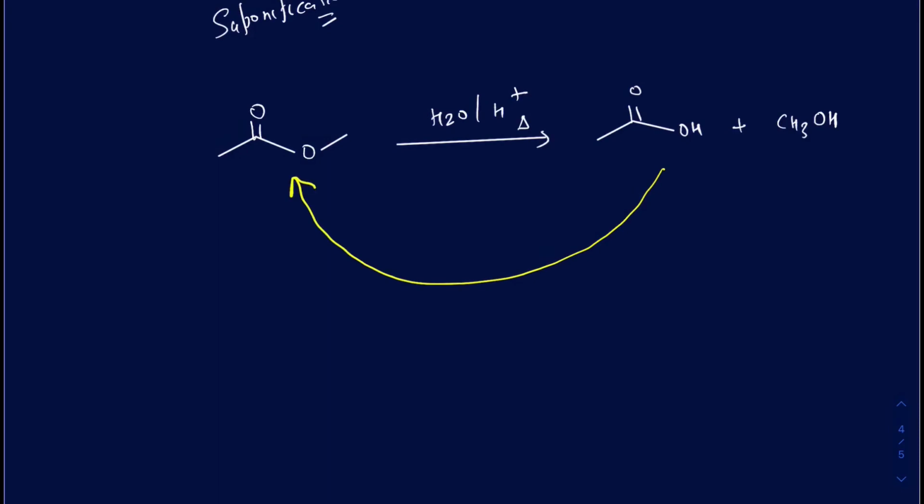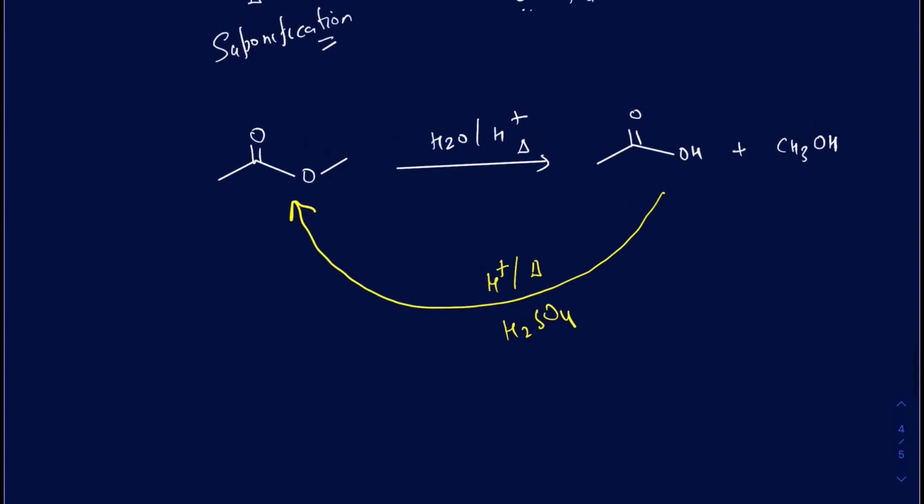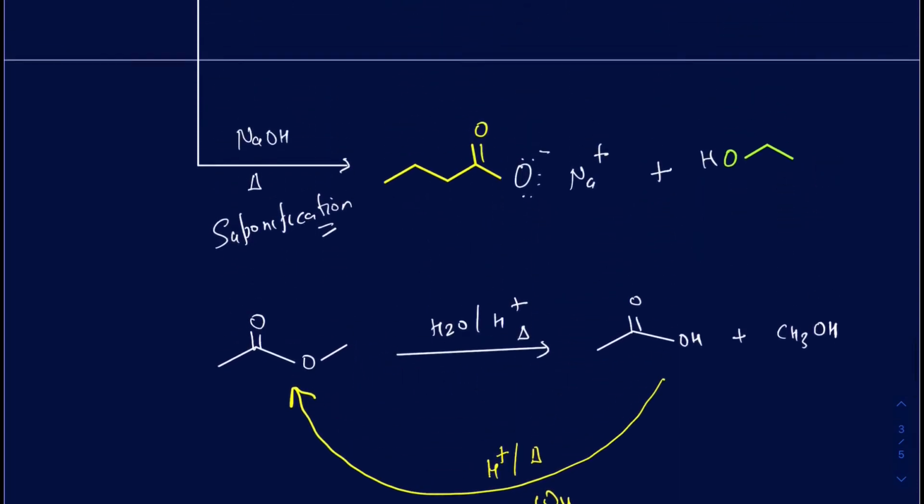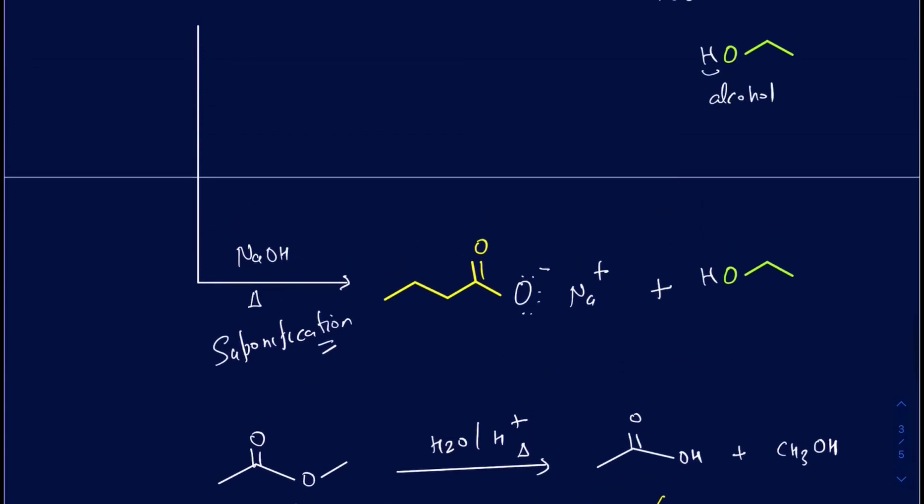But then at the same time, if I reverse these conditions, I can go back and make the ester. So to make the ester from these, I want to make sure I don't use any water. It's just going to be the acid and you heating it up. And the most common acid is sulfuric acid. And obviously you're not limited to sulfuric acid, but you could use other acids as well. So know the reactions are going to be reversible. Know the common name.